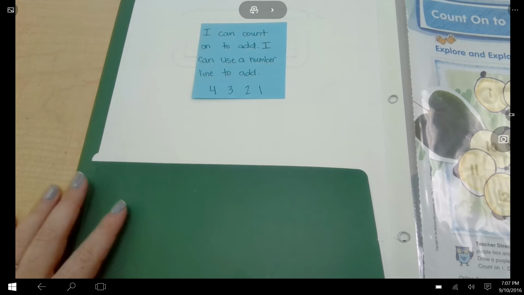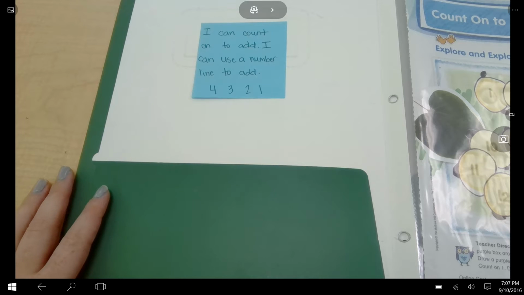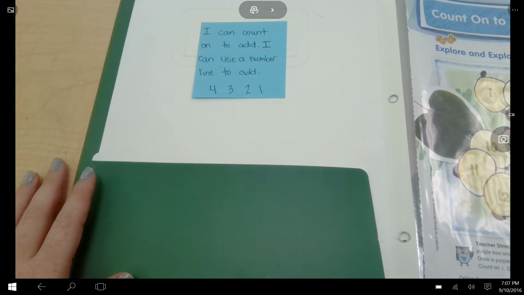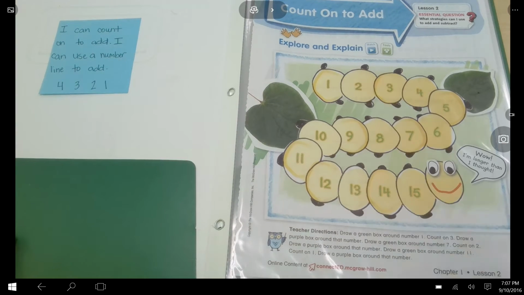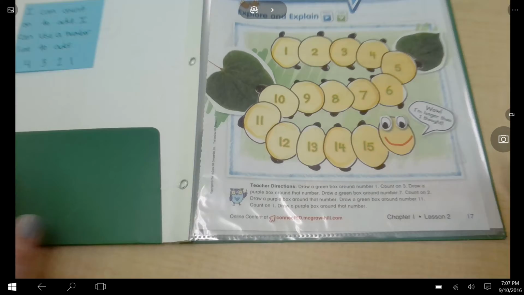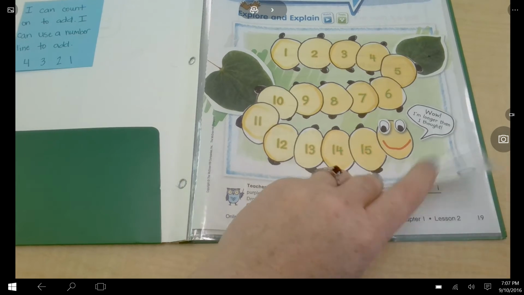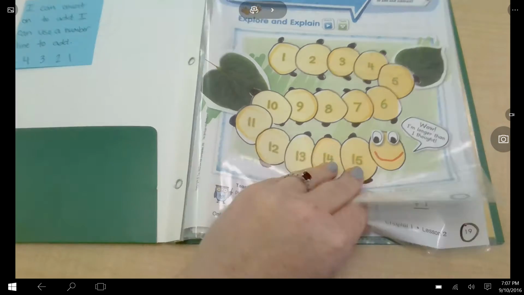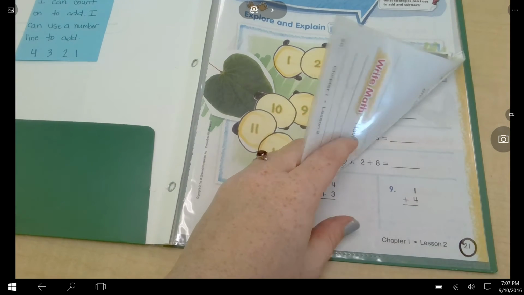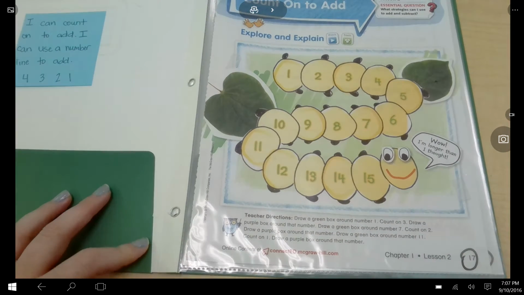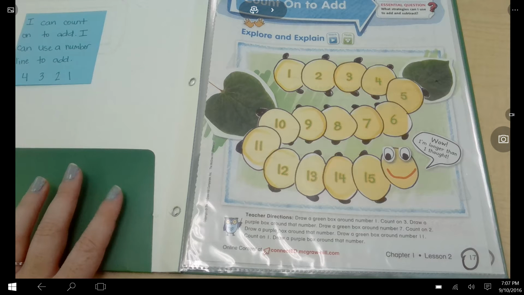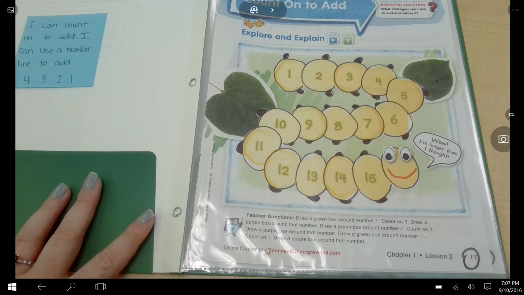Good morning, friends. Today in our math, we're going to do lesson number 2 for chapter 1. It's called Count On to Add. You're going to tear out pages 17, 19, and 21. You should already have them torn out and on your desk before you start this video. If you haven't torn out your pages, pause the video now and go do it.